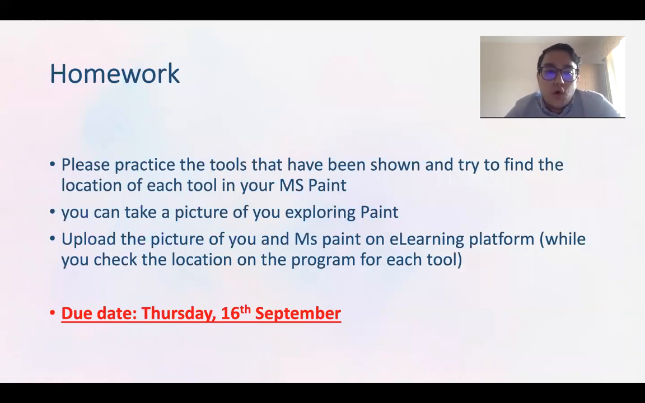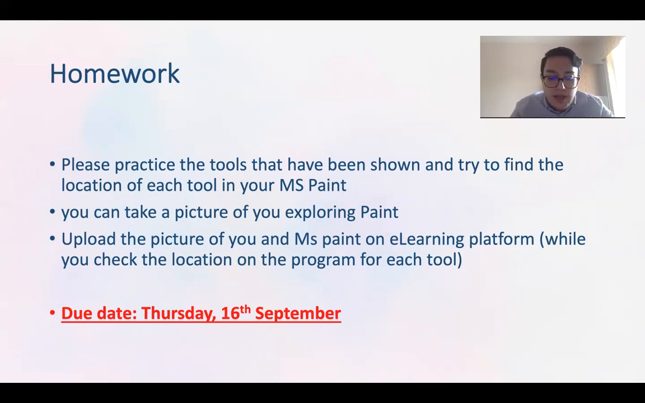Okay, so for your homework, please practice the tools that have been shown and try to find the location of each tool in MS Paint. Try to use them, practice them, see how you can use them. You can take a picture of you exploring MS Paint. Upload the picture of you and MS Paint on the e-learning platform while you check the location of each tool in the program. What I need you to do is find and explore MS Paint by yourself at home.